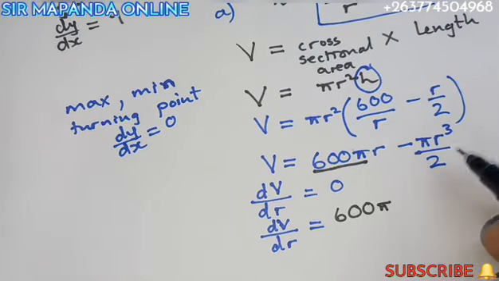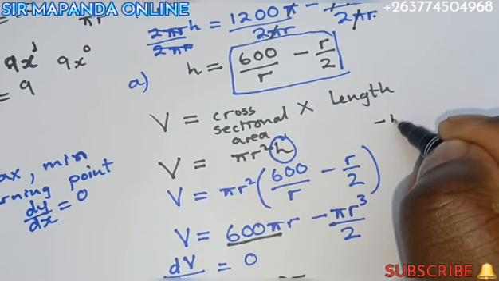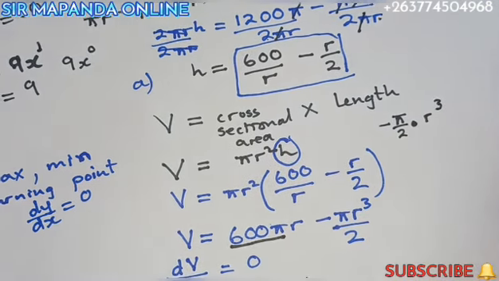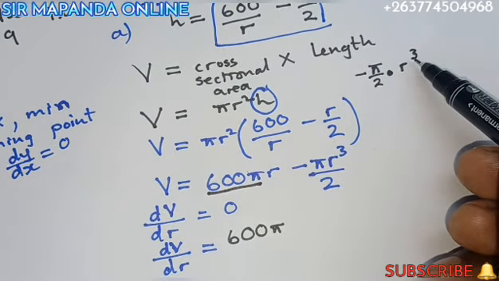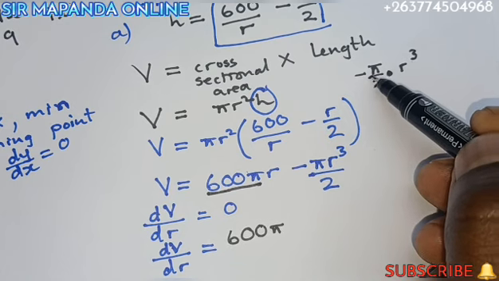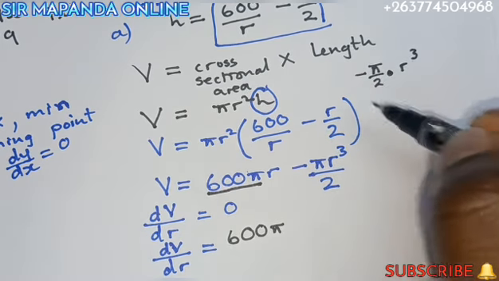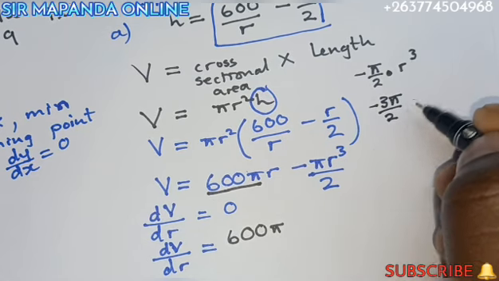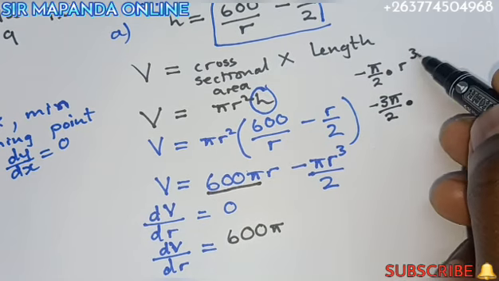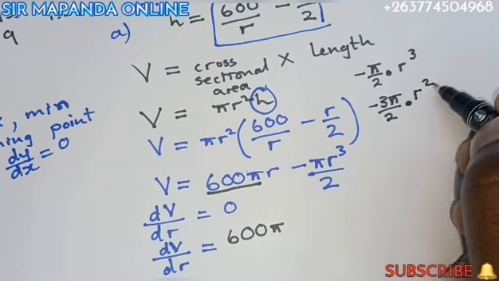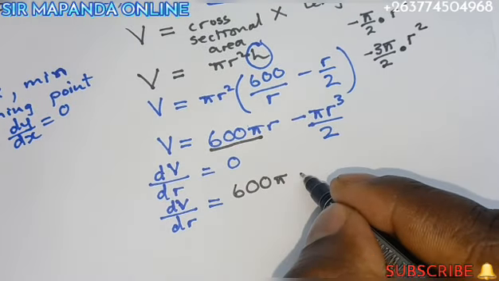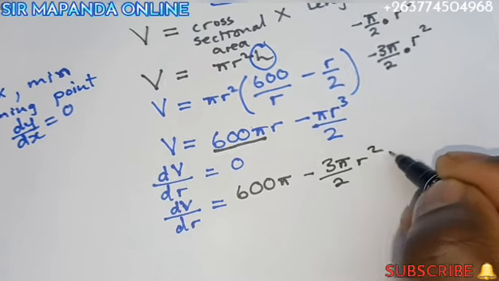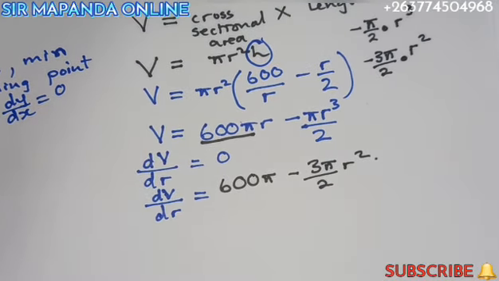Then we move on to this one. It's more of minus pi over 2 dot product r to the power of 3. Then you are saying 3 times minus pi over 2, you get minus 3 pi over 2 dot product. Then you less this 3 with 1, you remain with r squared. So my answer here is minus 3 pi over 2 r squared. I hope you are following.